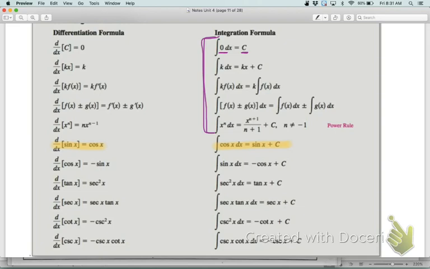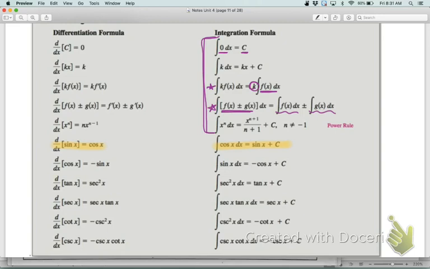These two are the ones that I really want to point out to you: the constant multiplier rule. Just like with derivatives, we can just bring the constant along. With integrals, we can pull it out, integrate the part that's left, and then multiply the answer by k. And then also the sum rule: you can split your integrals apart and integrate piece by piece.